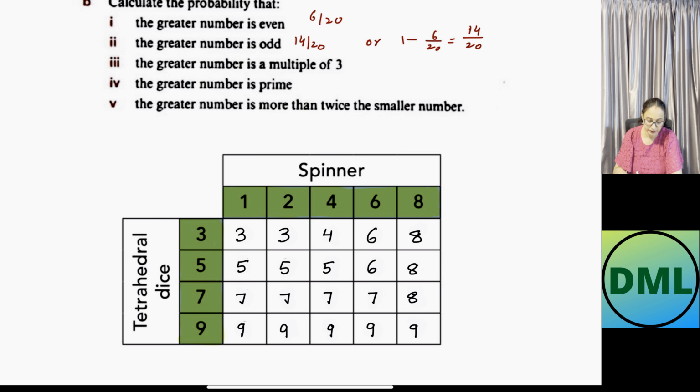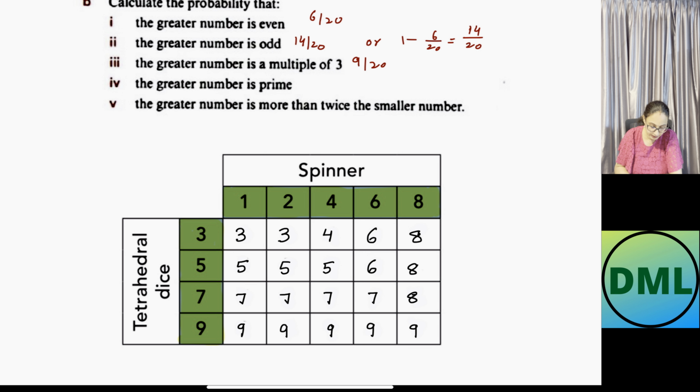Let's see the third question here. The greater number is a multiple of 3. So multiples of 3 are 3, 6, 9. Let's count how many numbers are there: 1, 2, 3, 4, 5, 6, 7, 8, 9. We have 9 favorable outcomes for the number being a multiple of 3. I'll write down the probability as 9 by 20.